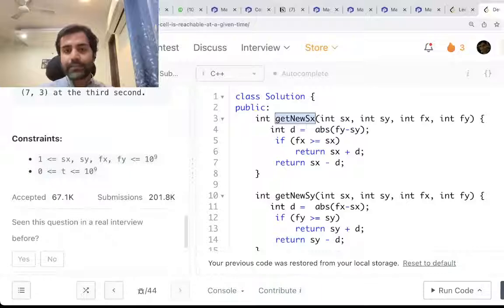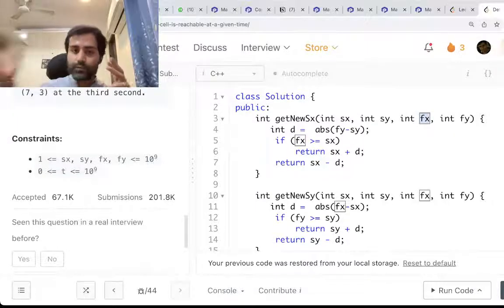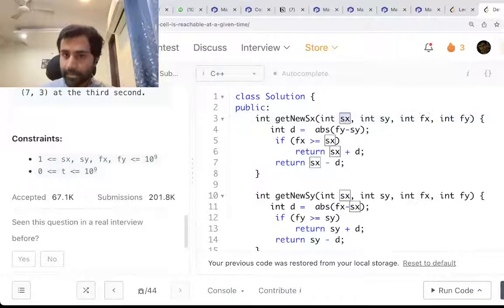So what get new x coordinate does is, it first figures out how much distance you have walked, because you have tried to make your y coordinates equal. So this is the distance that you would walk. Now if the value of fx is greater than or equal to sx, that means your destination is lying towards the right side. So if you have moved towards the right side, in that case your updated value of sx will be sx plus d.